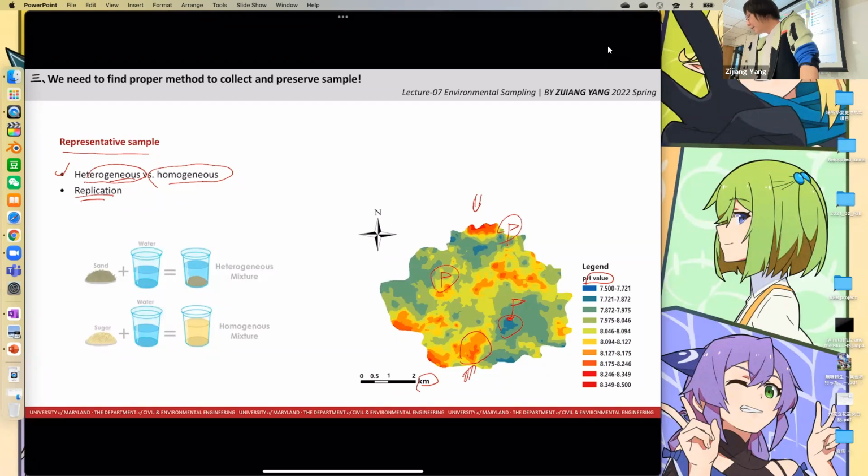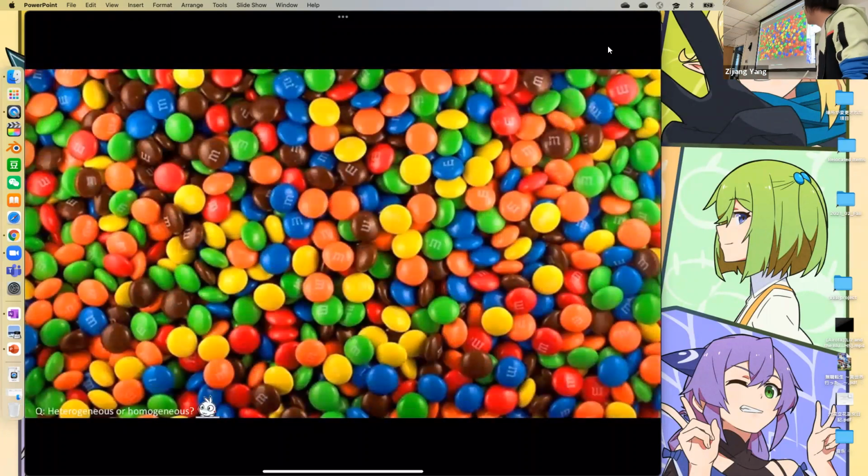No. And now let's look at an example. So we have many candies. So I have a question. Do you think if we consider these candies as samples and we are interested in the color of these candies? I know the flavor should be the same, like chocolate, but the color is different. So are these samples heterogeneous or homogeneous?